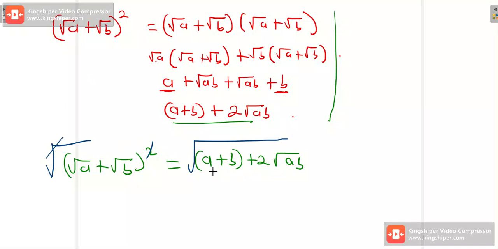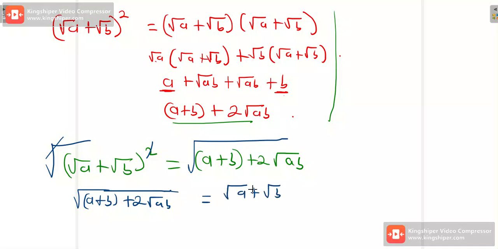Then I'm going to get the square root of A plus B plus 2 root of AB is going to be equal to root of A plus root of B. Is going to be this. So what is happening? This A plus B plus 2 root of AB is what we call a set. It's a set. This is the rational part and this is the set part.